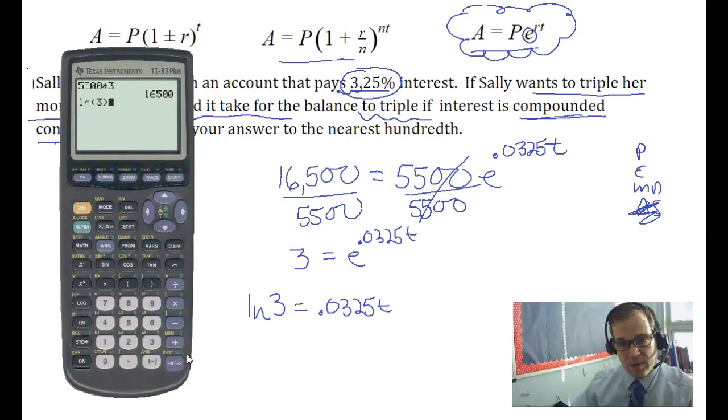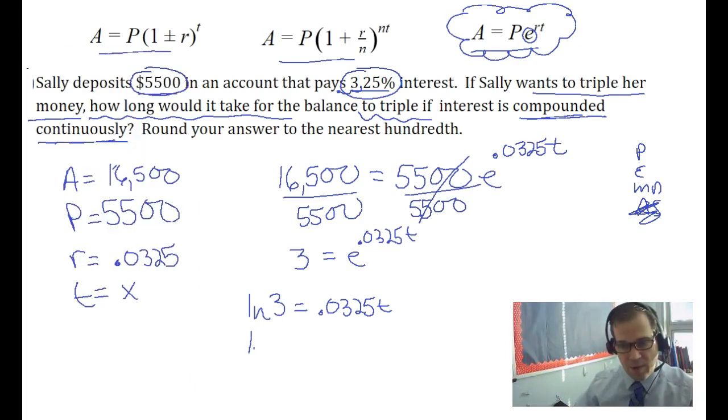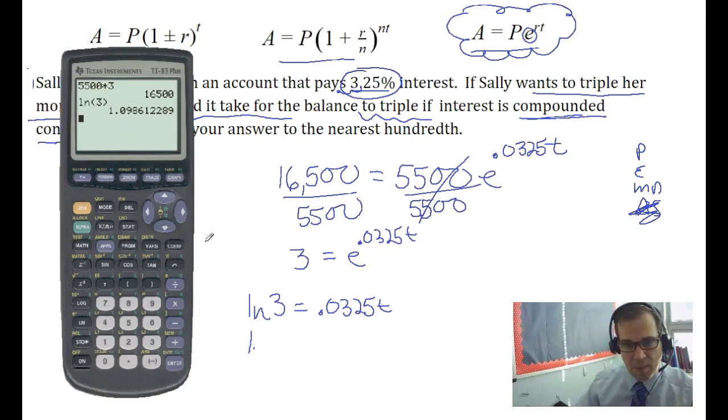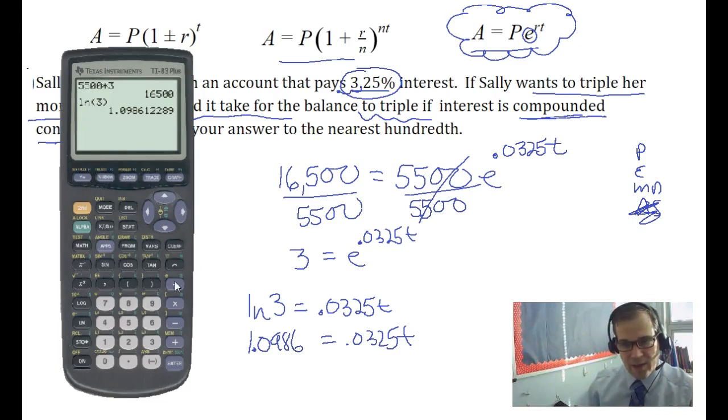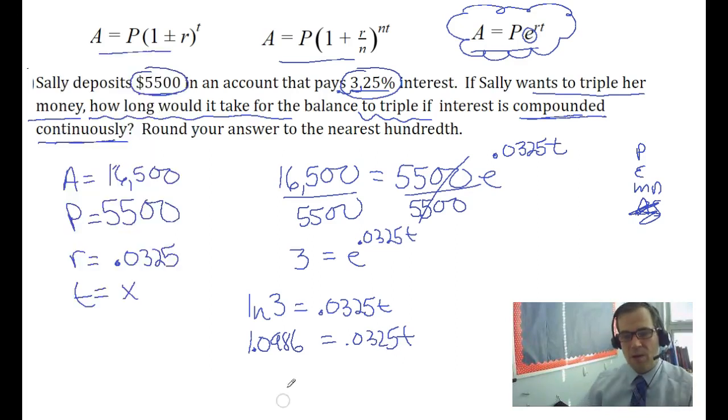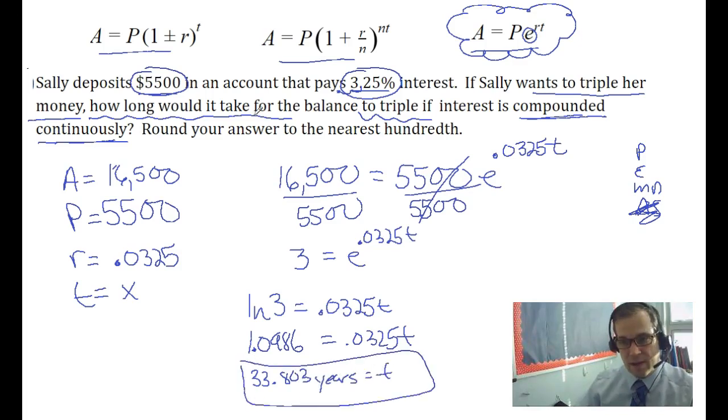ln of 3 is some gross decimal, which we're not going to round right now. I'll write it on my paper as 1.0986, but don't round it too much. 1.0986 equals 0.0325t. Now I'll divide this value by 0.0325 to get that t by itself. So, wow, 33.803 years. 33.803 years is the amount of time it'll take.